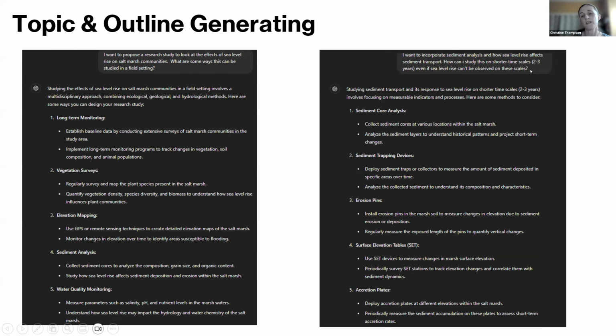Basically, she wanted to look at sea level rise, but the experiment could run for up to 10 years. So how can you study something that happens on long time scales? It didn't really give a great example for that, but it did come up with some specific methods that you could look into and employ on these types of timescales.